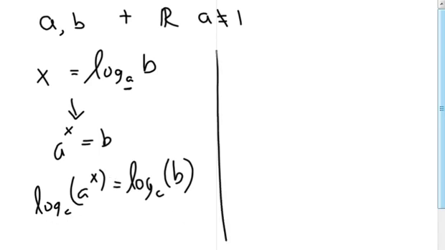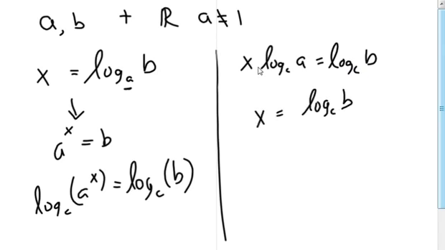Now if you remember from our properties of logarithms, if we have the log of anything to a power, or to an exponent, then we can just bring that exponent out as a coefficient. So this becomes x times log base c of a. Right hand side stays the same. And then we'll just divide both sides by log base c of a. So we have x equals log base c of b divided by log base c of a.